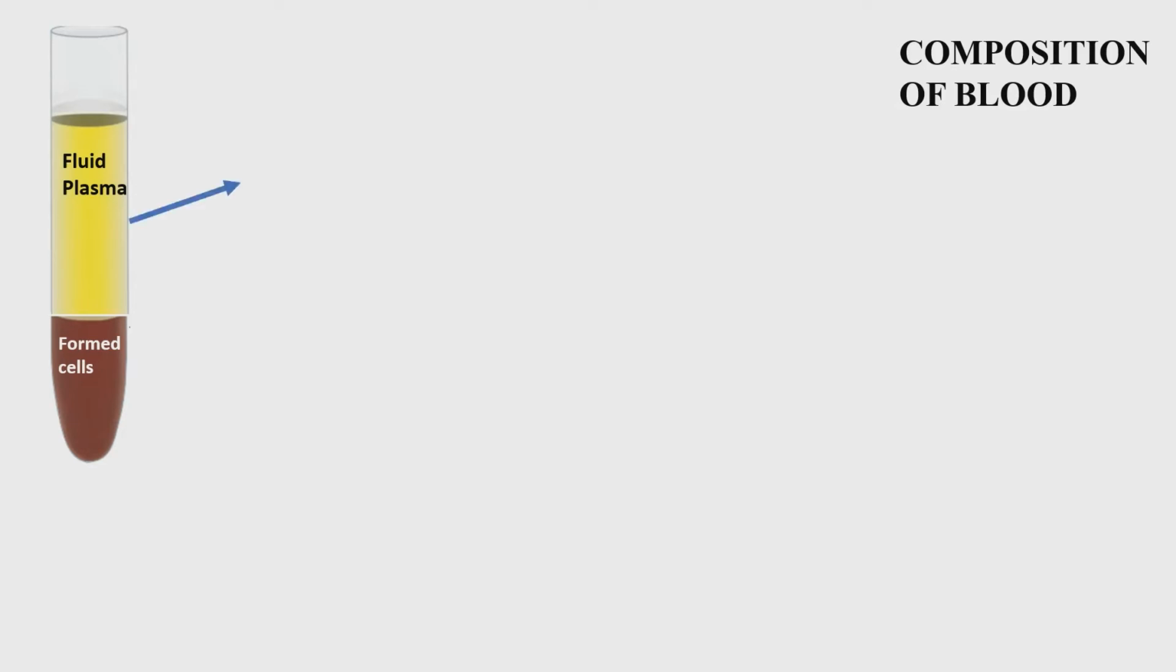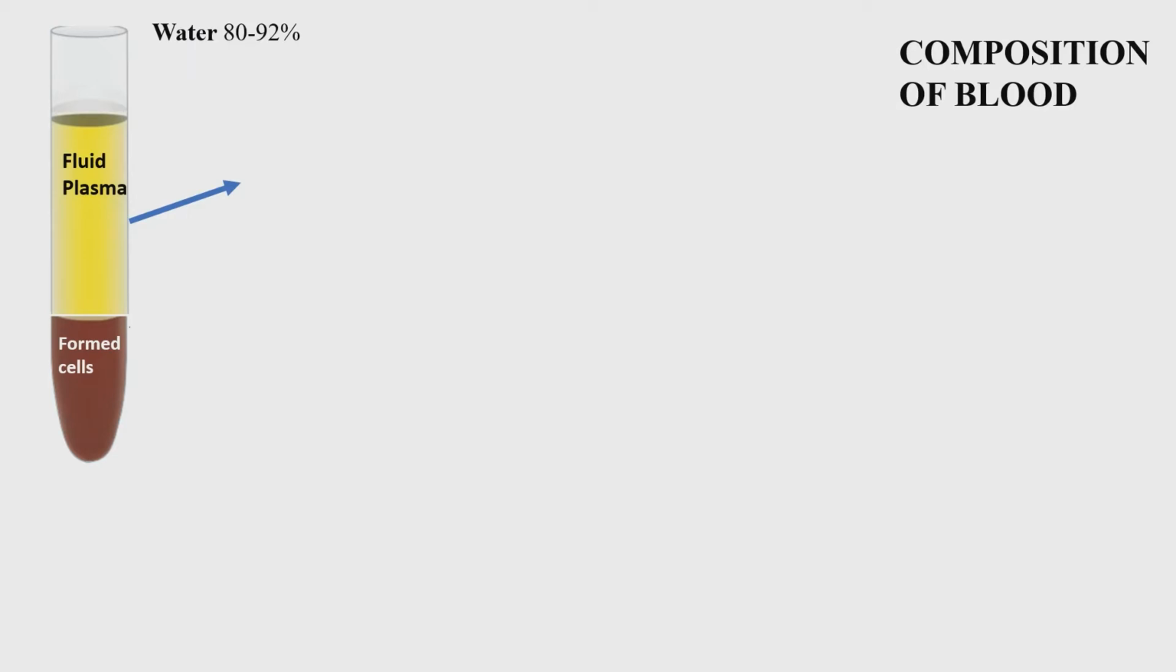Let us see the composition of blood. Actually, blood has a liquid part and a cellular part. The liquid part is called plasma, and the brown portion or the settled portion, when you centrifuge any collected blood, is called formed cells. So, let us see what is there in the plasma.